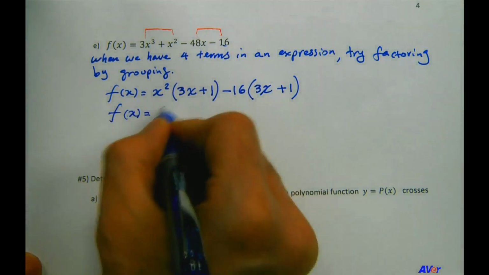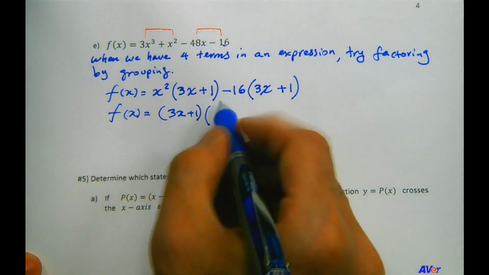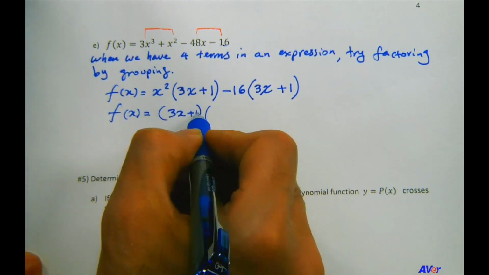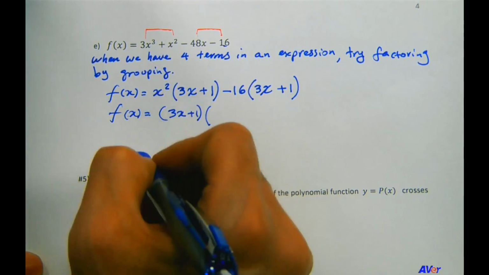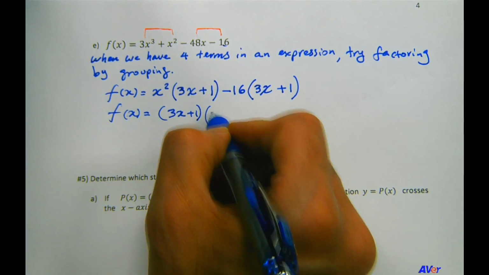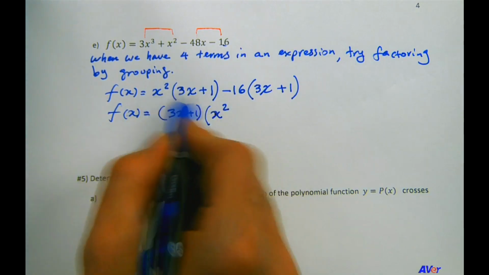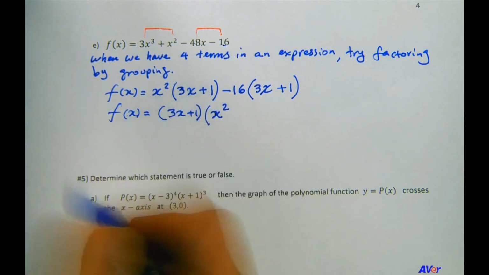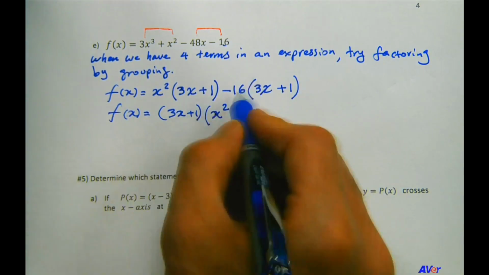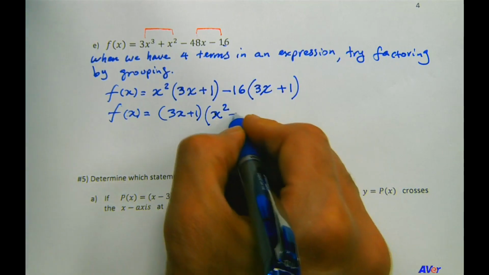f of x equals, we're going to factor out 3x plus 1 times. I should put something here such that if I multiply it by 3x plus 1, I get x squared times 3x plus 1. So what should I put here? I should put x squared, right? x squared times 3x plus 1, x squared times 3x plus 1. I get that back. So what should I put here to multiply by 3x plus 1 to get minus 16 times 3x plus 1? You guessed it, minus 16.